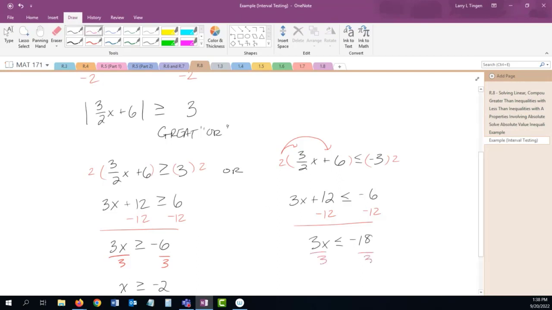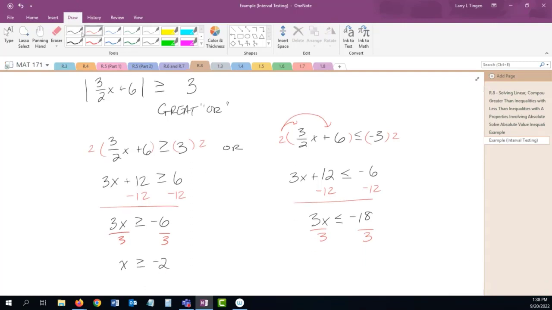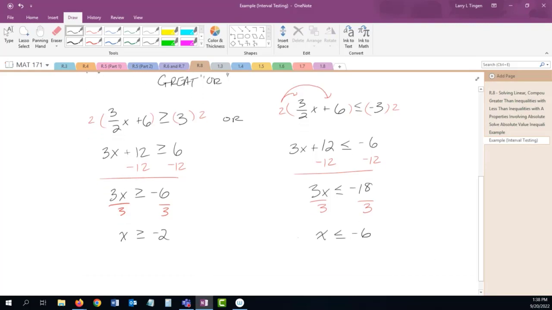I want the x by itself. That means I got to divide both sides by negative 3 or by positive 3. Again, I divided, but I did not divide by a negative, so the inequality stays the same. Less than or equal to negative 6.